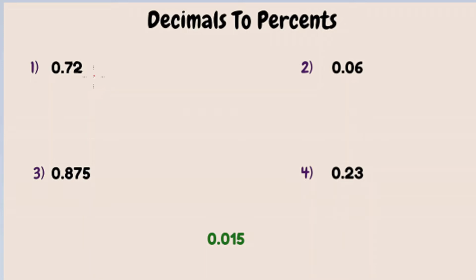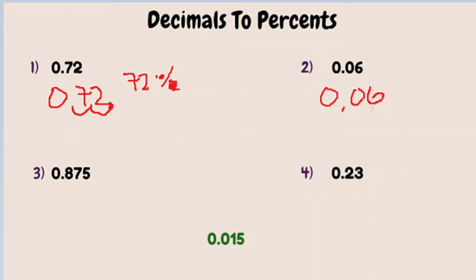0.72 converted to a percent is 72. We're going to move the decimal to the right 2 spaces, put it here, 72%. Second example, 0.06 or 6 hundredths. We're going to move the decimal to the right 2 spots. The decimal goes here. It's 6%.